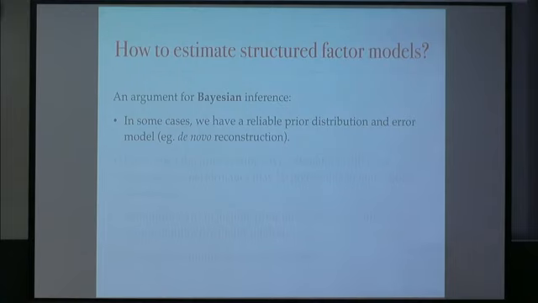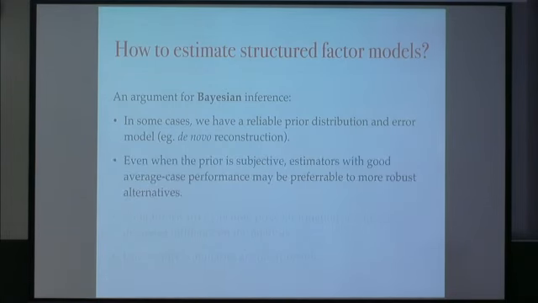In the last few minutes, I'm going to go fairly quickly. I'm going to argue that Bayesian inference is appropriate for this type of model. In some cases we have a reliable prior distribution and an error model. So think about the de novo reconstruction problem. The prior is fairly believable. It's not a big leap of faith. You can put a prior distribution on the parameters of the model.